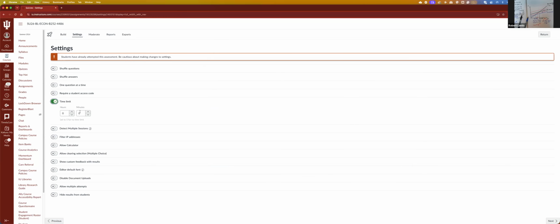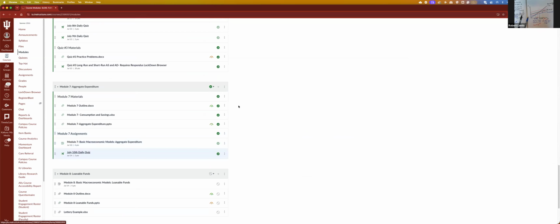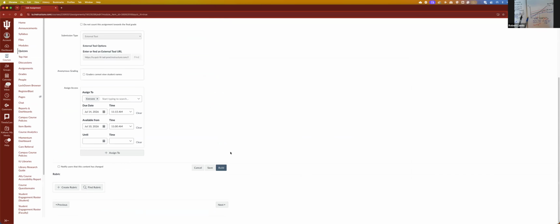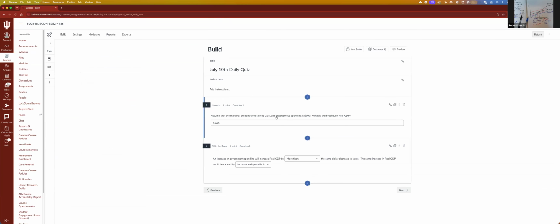So let me put a time limit on this, and then we'll take a look at these questions together. So here we're thinking about the marginal propensity to save, and I'm giving you an autonomous level of spending. What's my break-even real GDP? This should be going back a ways in today's class, so it shouldn't be too bad. We'll work through this one first, and then we'll look at one: what if government spending increases, but we also have taxes decrease?